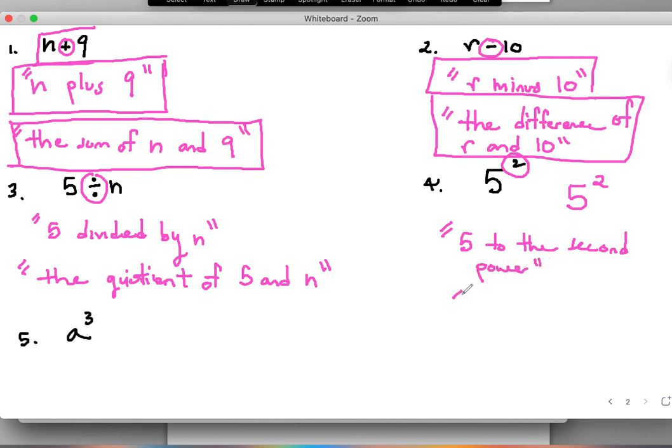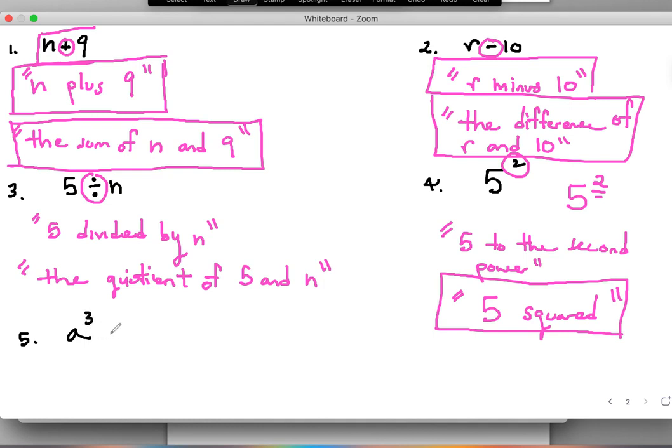And there's a quick way to say it. If the exponent is 2, which it is in this case, you could just say 5 squared. And this is the one that I'm going to stick to saying. I'm going to just say 5 squared because it's quicker. You could only say squared if the exponent is 2.